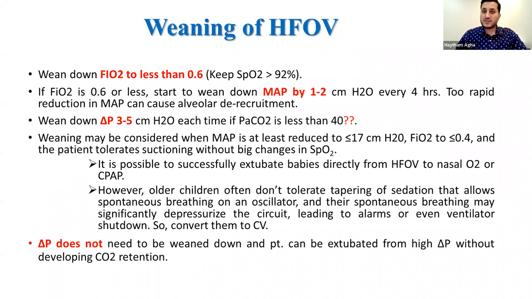If you are weaning high frequency ventilation, first of all, you decrease the FiO2 down to 60% and then start weaning mean airway pressure by 1 to 2. And then you can wean the patient, if a small infant or neonate and without paralysis, from high frequency ventilation to auto-planing.